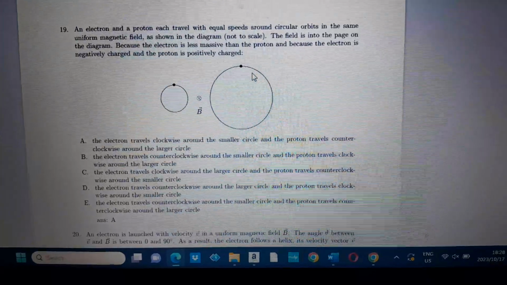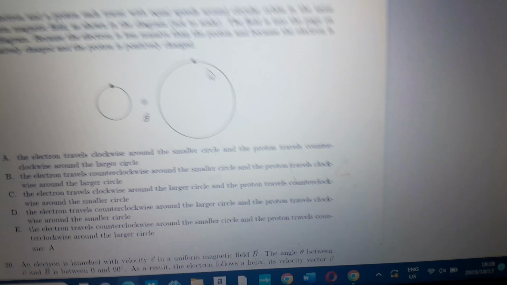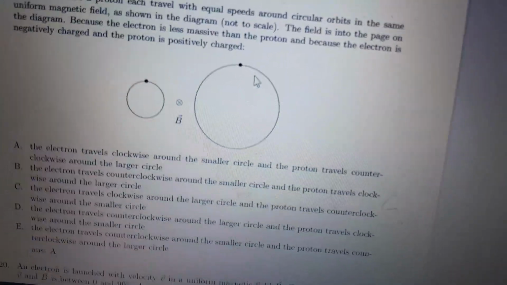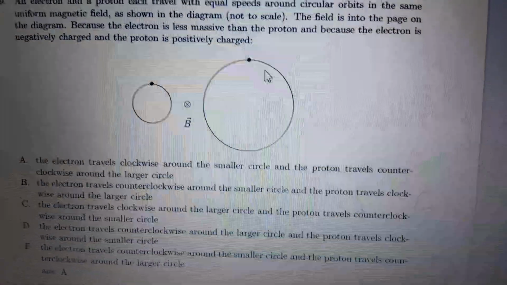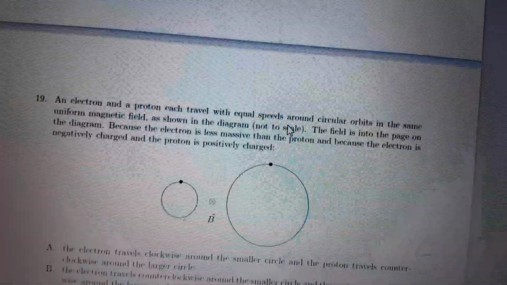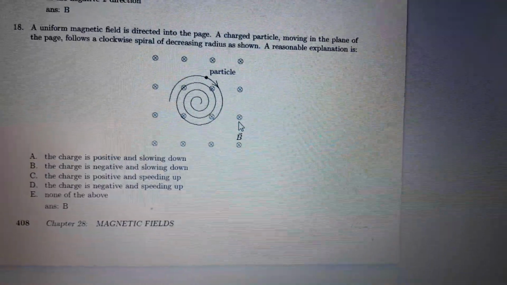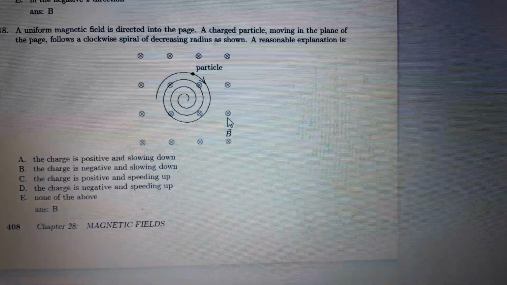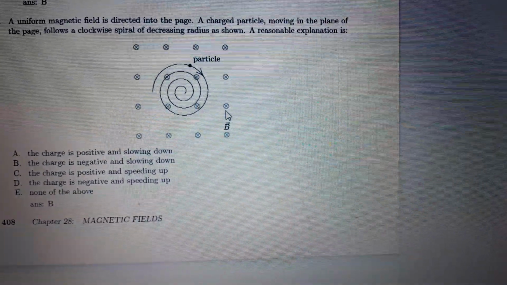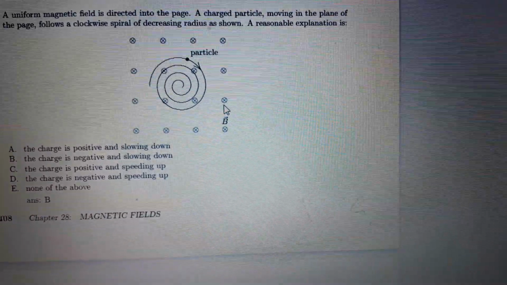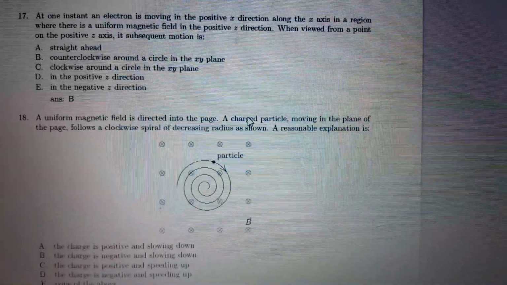What's the answer? The electron travels clockwise around the small circle, and the proton travels counterclockwise around the larger circle. A reasonable explanation for this is B. The charge is negative and slowing down.